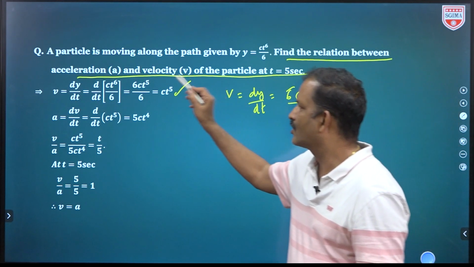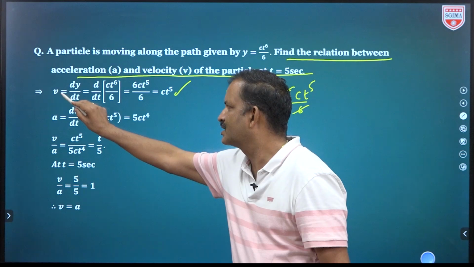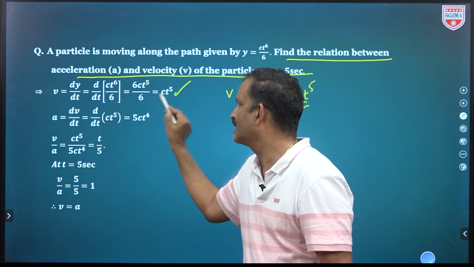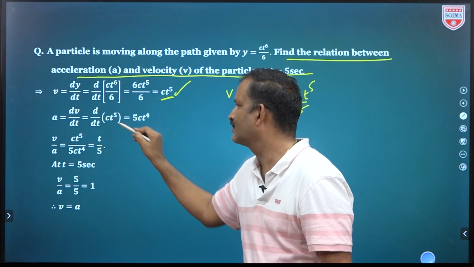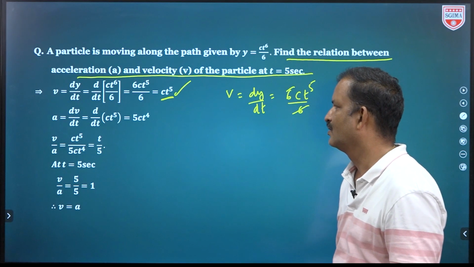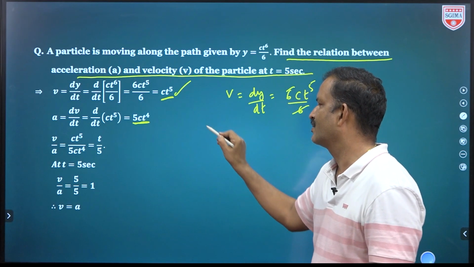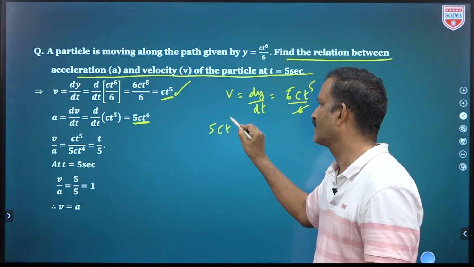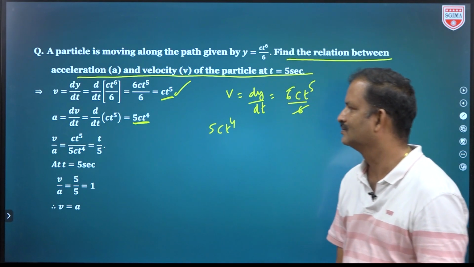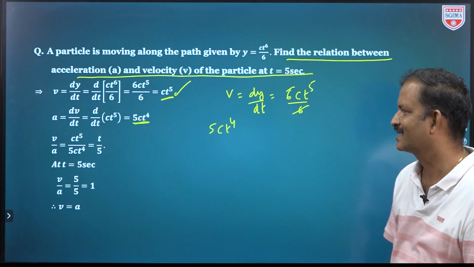Now one more time, if you differentiate the velocity, dv by dt, that is velocity c t power 5, you will get the acceleration. c t power 5 gives 5c t power 4. You will get the acceleration.